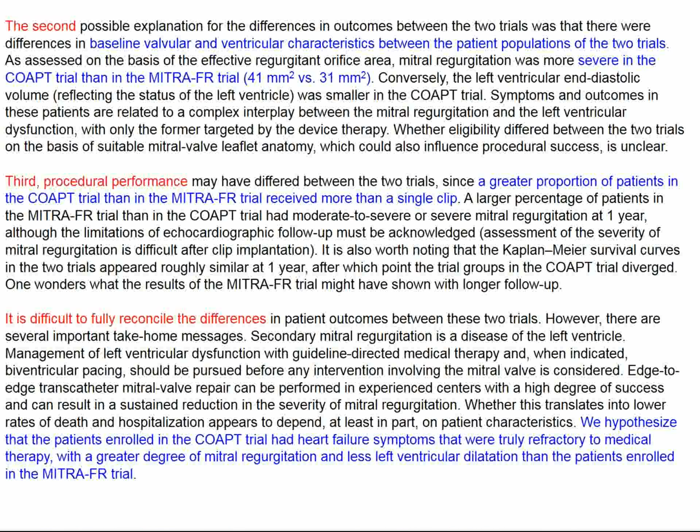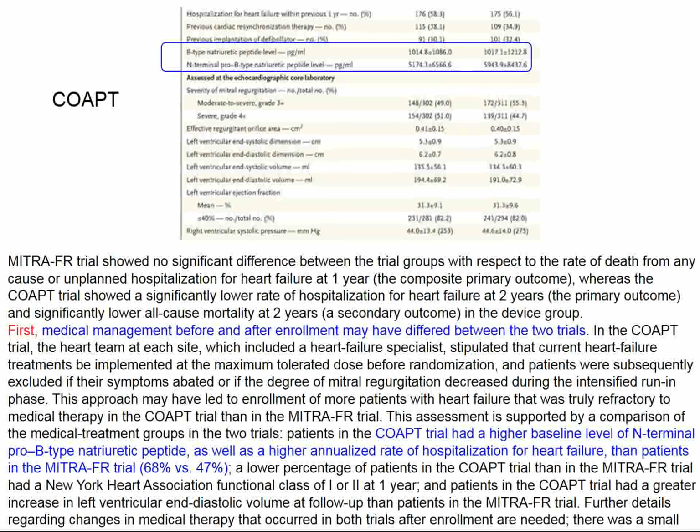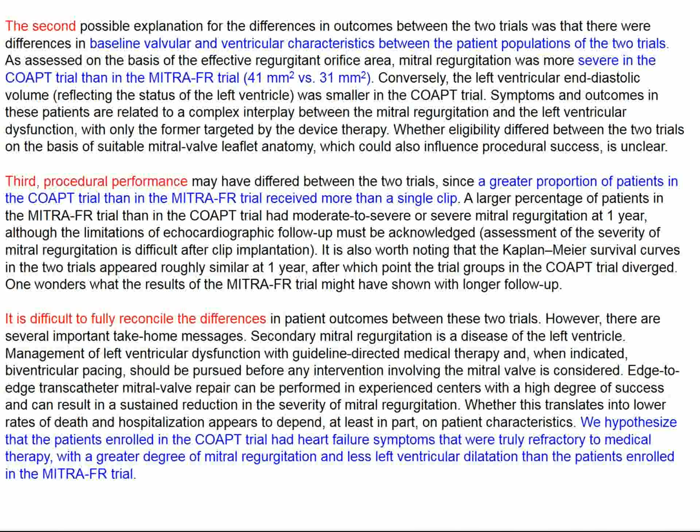But we have an expert that then discusses these two trials, and he raises various possibilities that the medical management might have been different in the two trials, although medical management in Europe is no different than the United States. Possibly there was some difference in baseline valvular and ventricular characteristics. I didn't look at all the information in the supplements, but I'll leave that up to you, maybe. That maybe the fact that the people in the MITR-FR trial only got a single clip and some of the people in the COAPT trial got 2 clips. I don't know, possibly. But these are the things that are discussed.